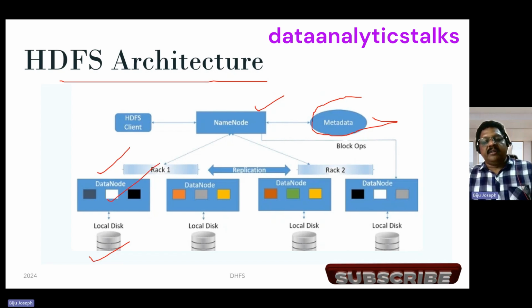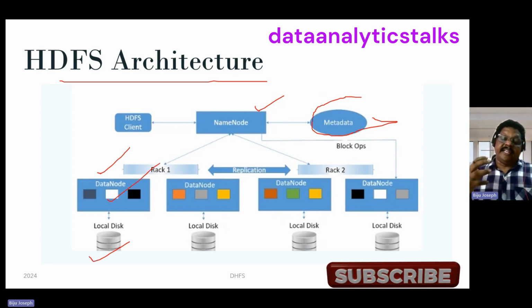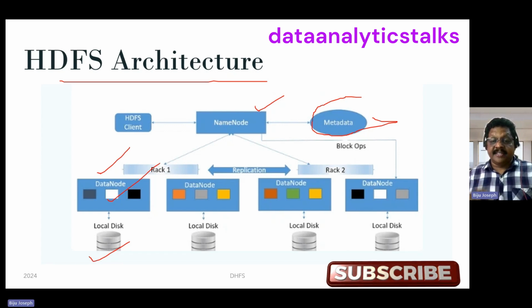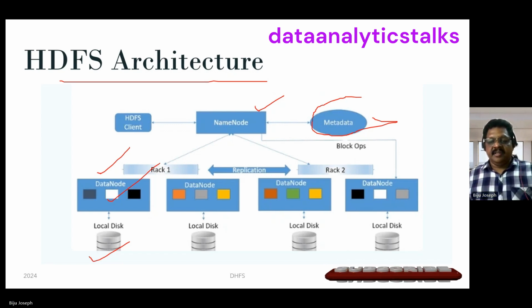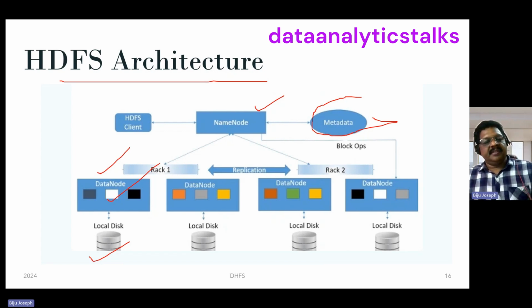When it comes to the DataNode, it stores the actual data blocks of the file. They receive instructions from the NameNode for read and write operations. It ensures fault tolerance through data replication. So remember the master-slave architecture of the HDFS architecture.